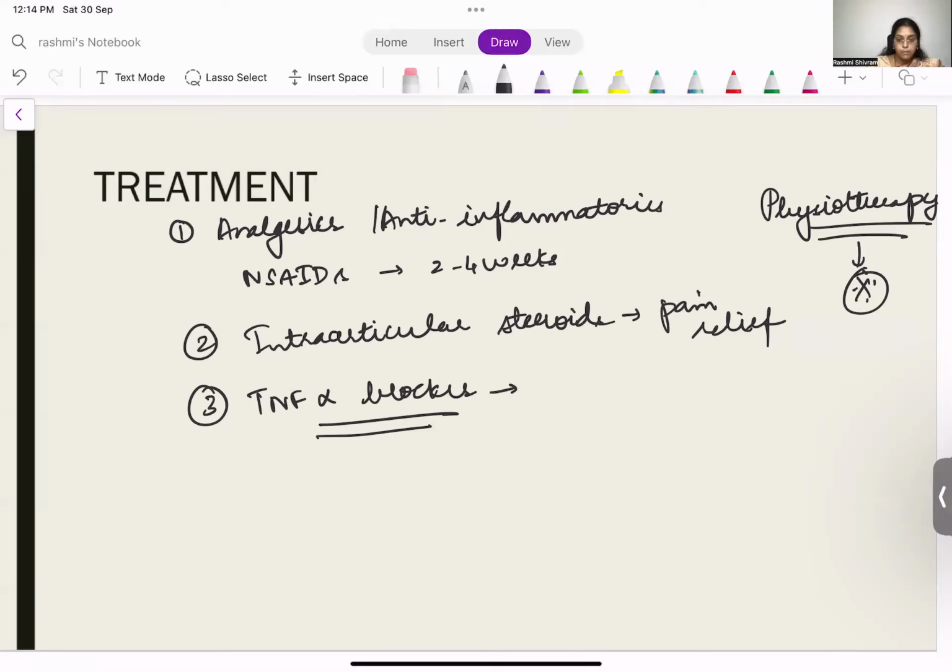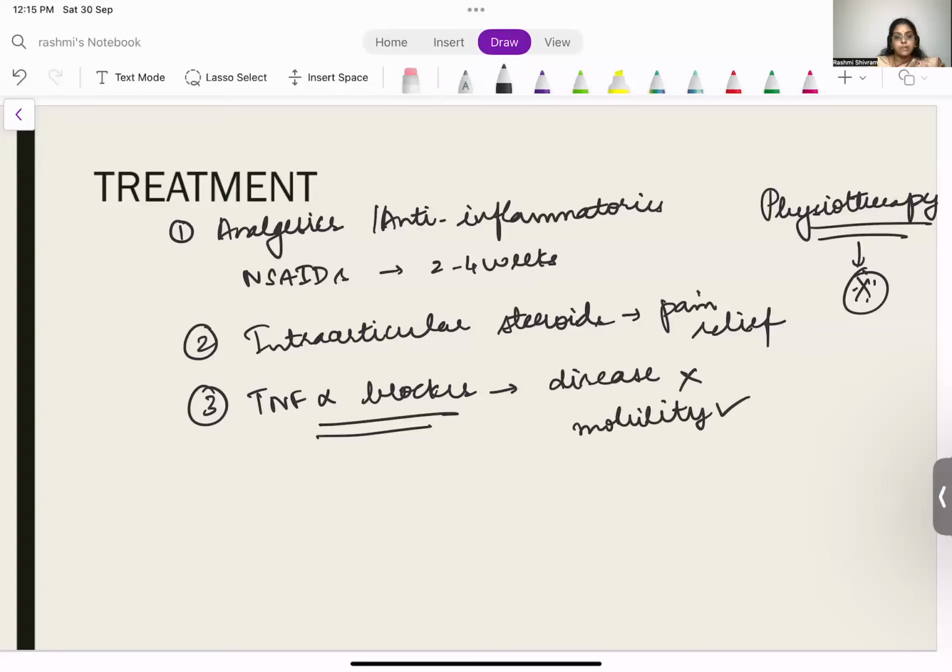TNF alpha blockers are given even in IBD patients, where they will actually cause the disease progression to subside. But ankylosing spondylitis is a very progressive disease. So even if you give TNF alpha blockers, the disease progression cannot be affected much, but the mobility will be improved. This is very, very important.